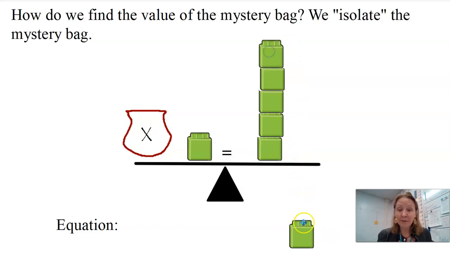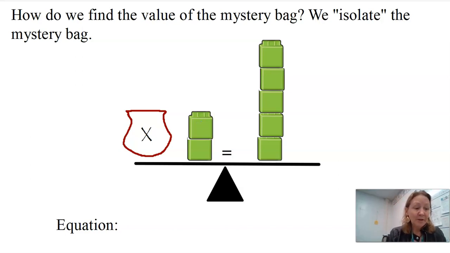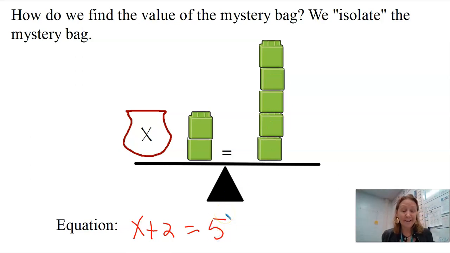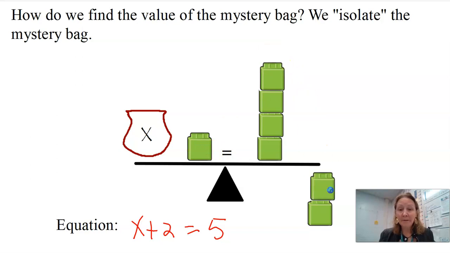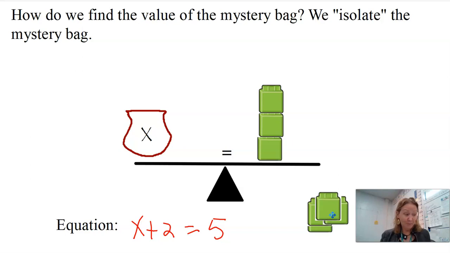Okay, so let's first write the equation that matches this. So down here on the equation, I am writing, see I have the mystery bag of x, plus I have 2, and that's equal to 1, 2, 3, 4, 5. So you're probably already thinking that I know the answer is 3, but I'm showing you the process that we're going to use: we're going to take 1 from the left side, 1 from the right side, take another from the left, take another from the right, and that's what shows me that x equals 3.